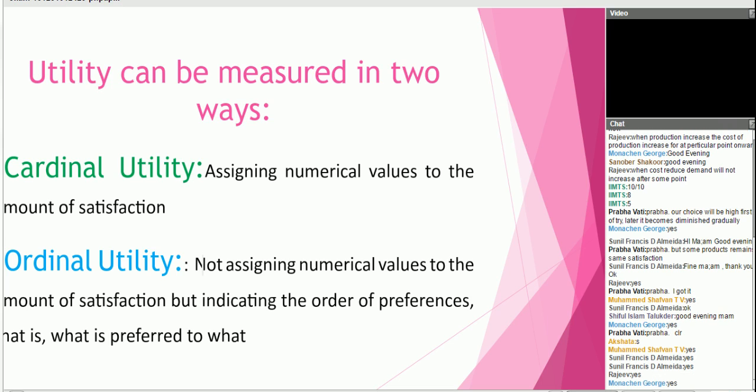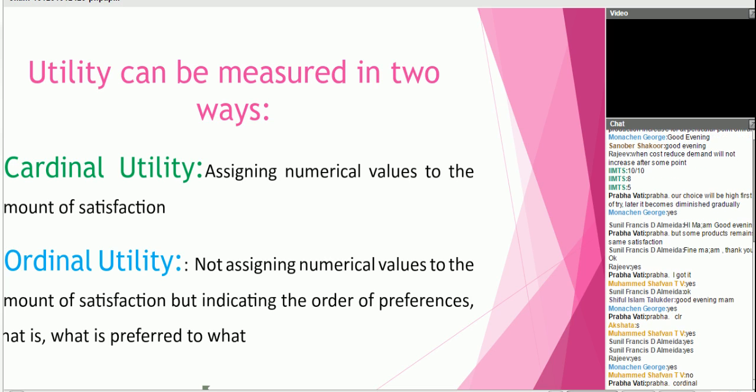Only Sunil and Rajiv are saying yes. What about others? Did you get it? Anyone is having any doubt? Cardinal and ordinal utility. I'll explain again.